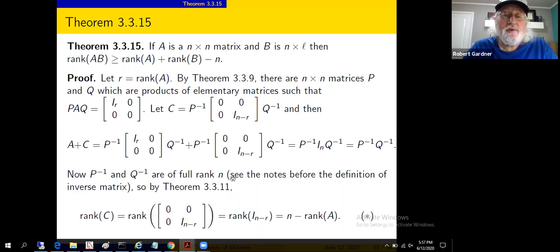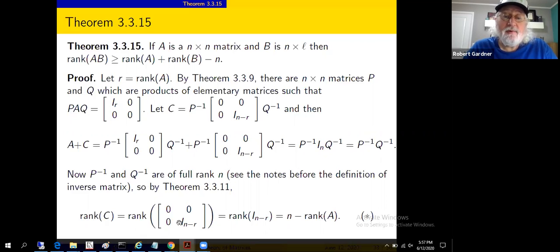P inverse and Q inverse are full rank, invertible n by n matrices. So the rank of C equals the rank of P inverse matrix Q inverse. Theorem 3.3.11 says if I multiply a matrix on the left by a full rank matrix, that doesn't change the rank of the matrix. If I multiply it on the right by a full rank matrix, that also doesn't change the rank. So we can conclude that the rank of C is the same as the rank of this, by Theorem 3.3.11.